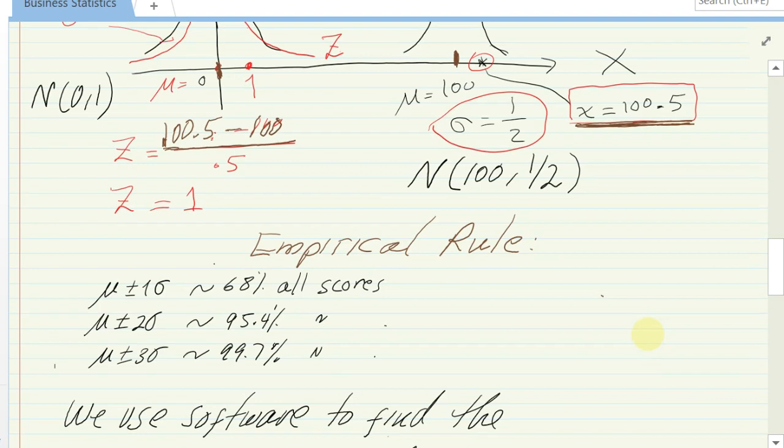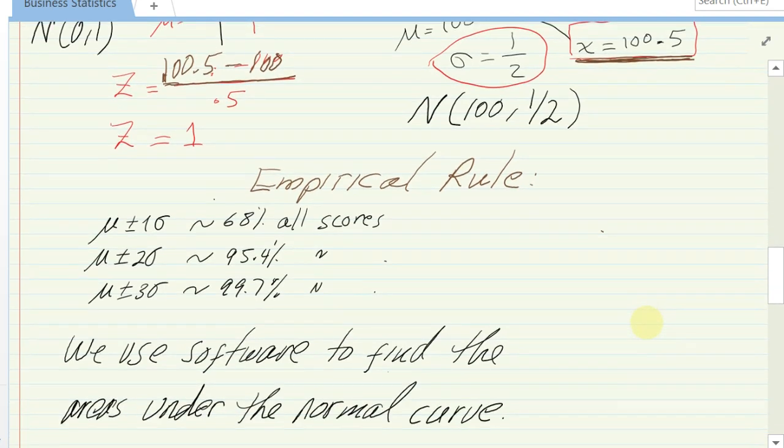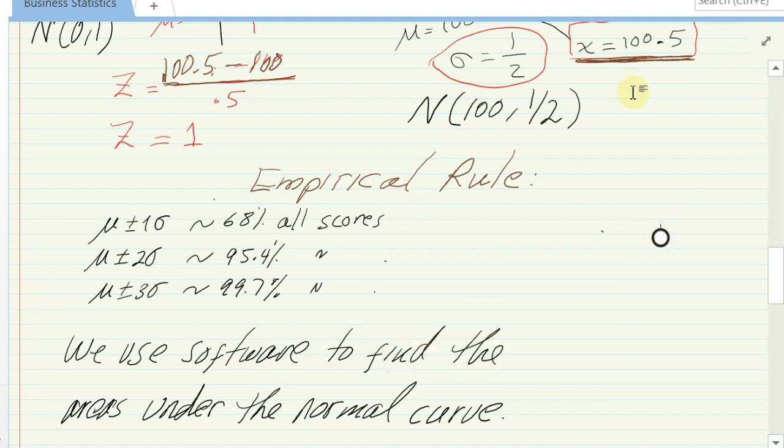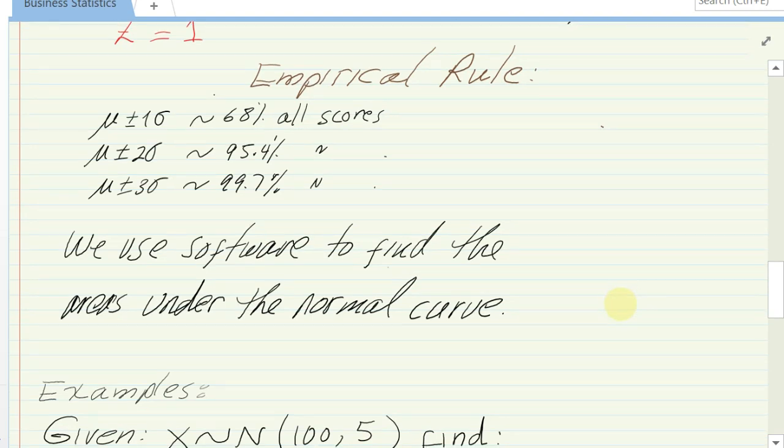Now, I just want to emphasize that we're going to use MegaStat to find the area under the normal curve. And judging from the homeworks you've been turning in, it looks like all of you are working with MegaStat. So I'm just going to show you examples from now on in MegaStat, not in Minitab, unless you ask me to.